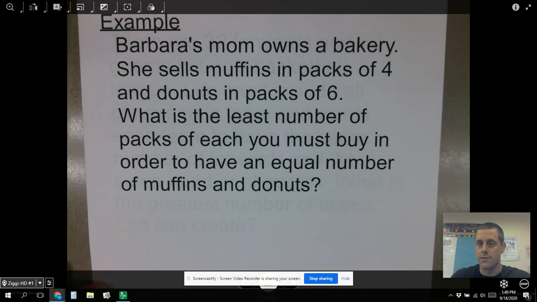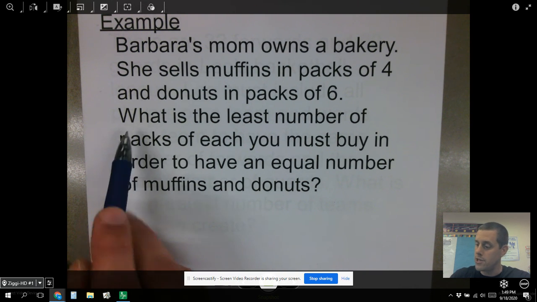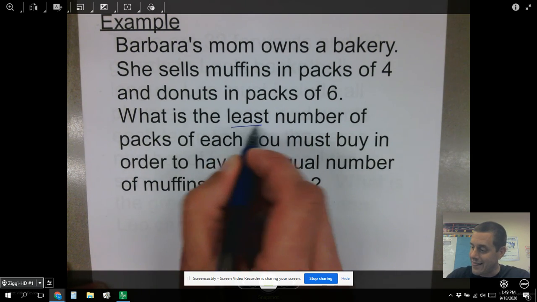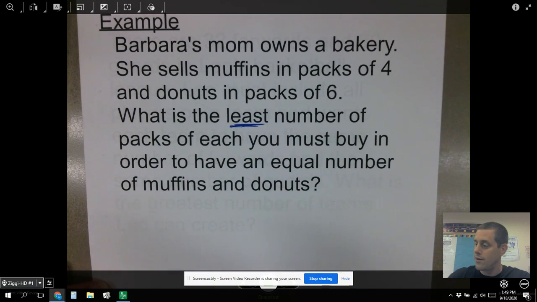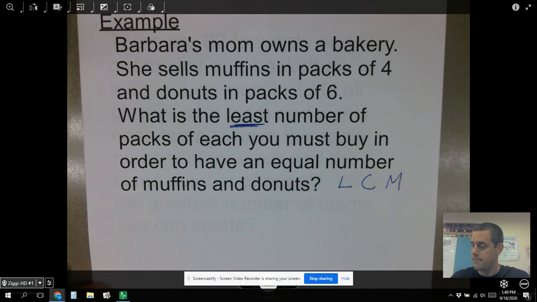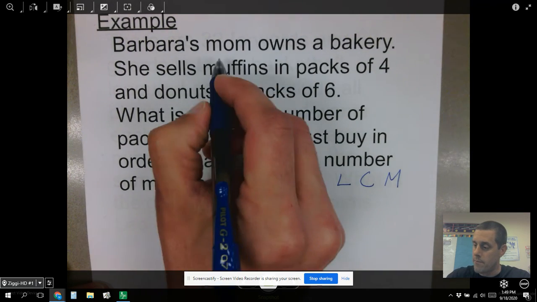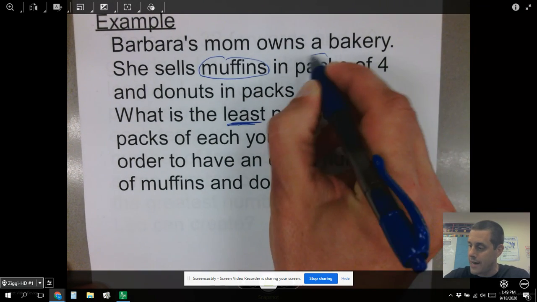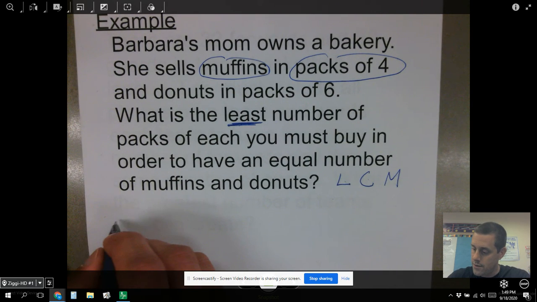So looking at our question, what is the least? That's our key word. So this problem, we are doing least common multiple. Starting with the muffins. We know muffins come in packs of 4.